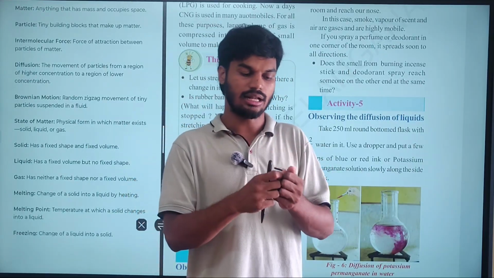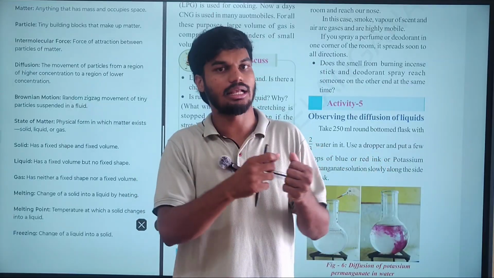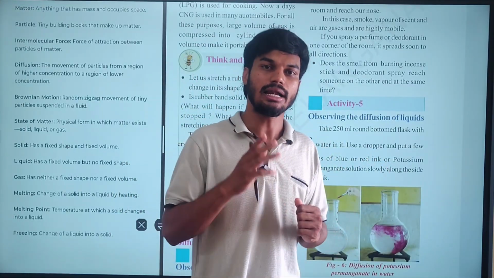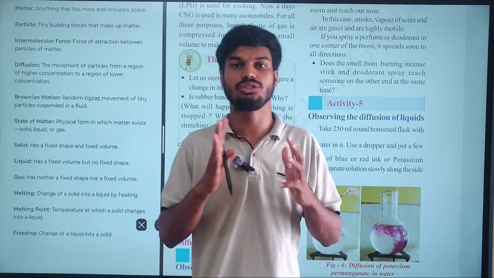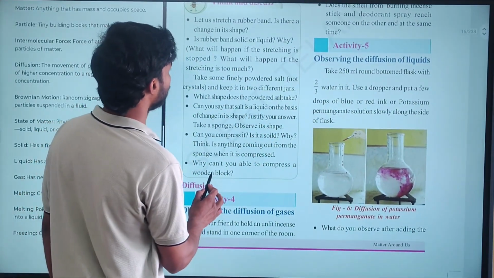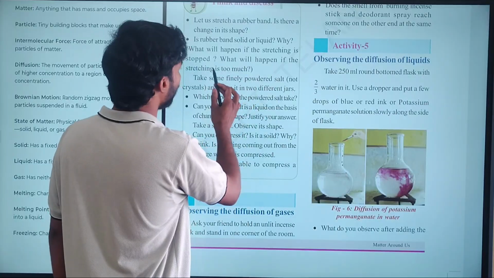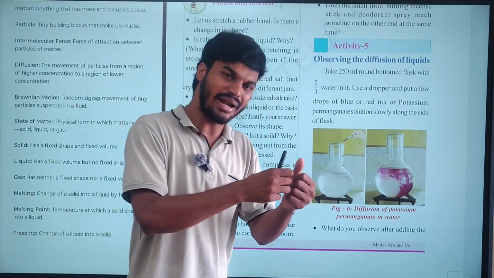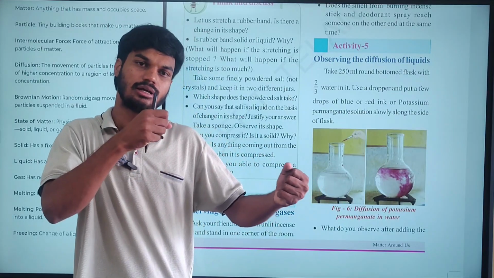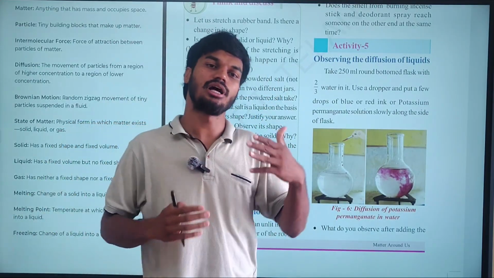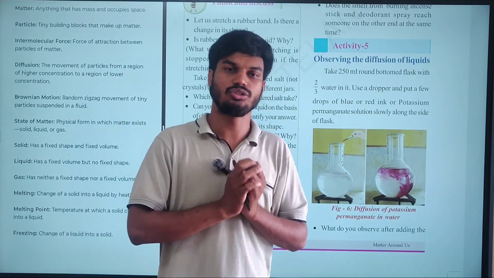After stretching, the rubber band changes its length, right? And after releasing, the rubber band comes back to its original position. What will happen if the stretching stops? What will happen if the stretching is too much? If you stretch the rubber band too much, it can break. And if you stop the stretching, the rubber band comes back to its original position.